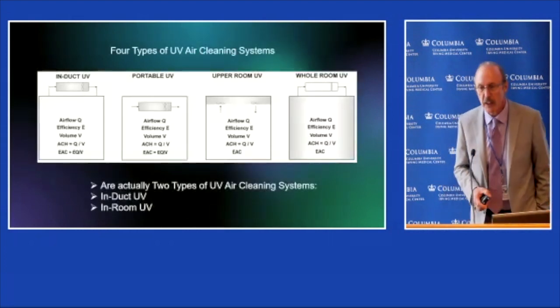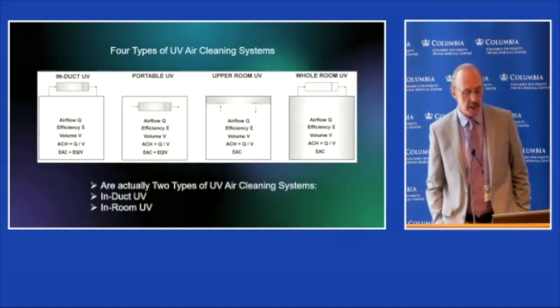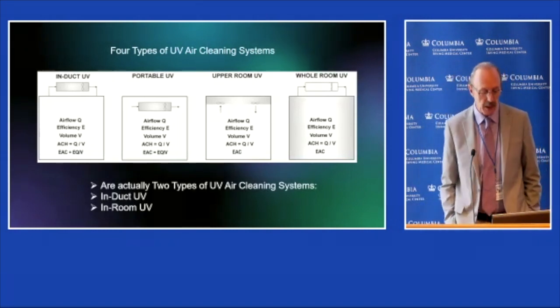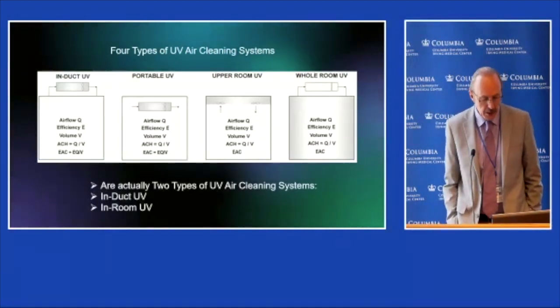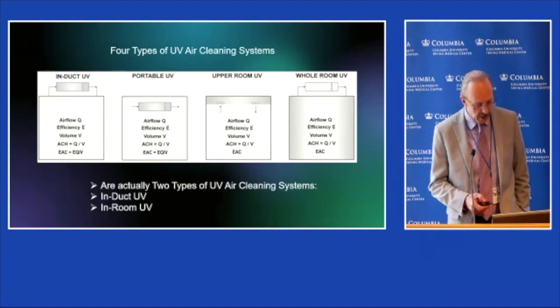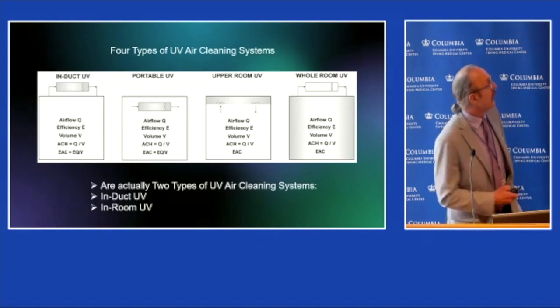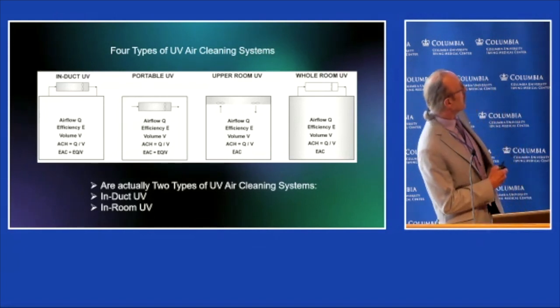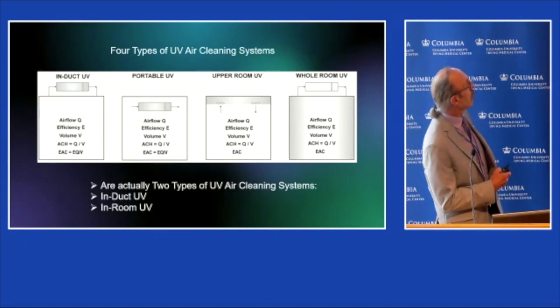Now, there are 4 types of air cleaning systems that we know of. There are in-duct UV and portable UV systems, and these 2 types of systems are virtually identical. Then there are upper room UV and whole room UV systems. We can compute the EAC directly, basically by the ASHRAE 241 method. The EAC for in-duct systems is simply the efficiency times the air change rate. It's the same for a portable unit.